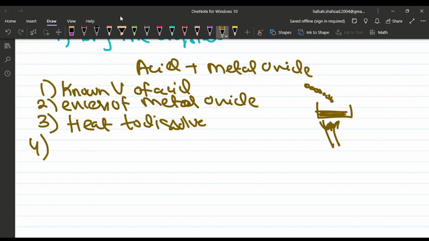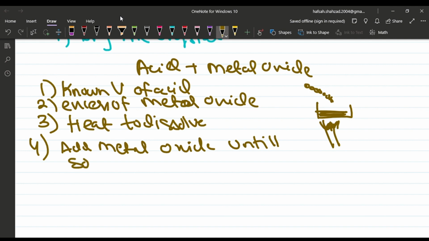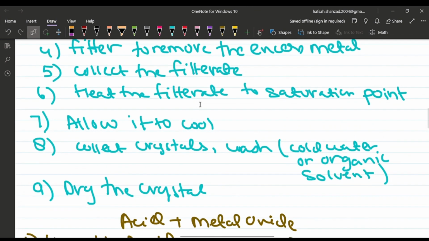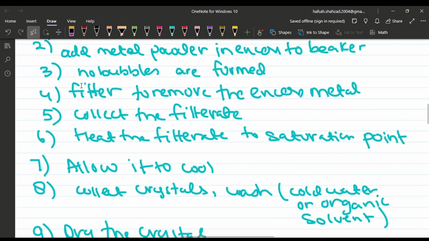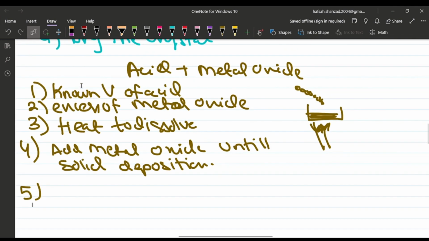So what you can write is, you can add the metal oxide until solid deposition, right? Now what you can do is remove excess solid by filtration, and then you can crystallize it, which is the exact method I mentioned over here as well, basically step 4 onwards, right? So this is some extra steps for the acid and metal oxide reaction.